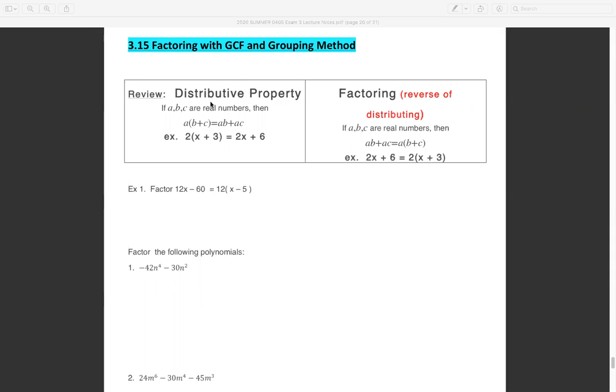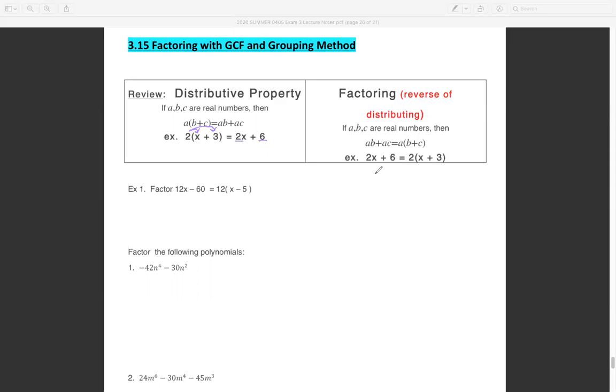First, we need to review the distributive property because when we factor, it's the reverse of distributing. So you could say it's the opposite of distributing. For example, if you have 2 times (x plus 3), whatever's in front of the parenthesis, you take that and distribute it to everything inside the parenthesis. So 2 times x gives us our 2x, and 2 times 3 gives us our 6.